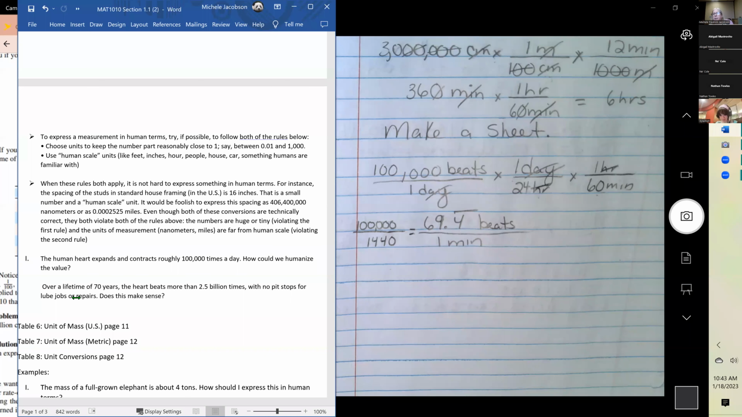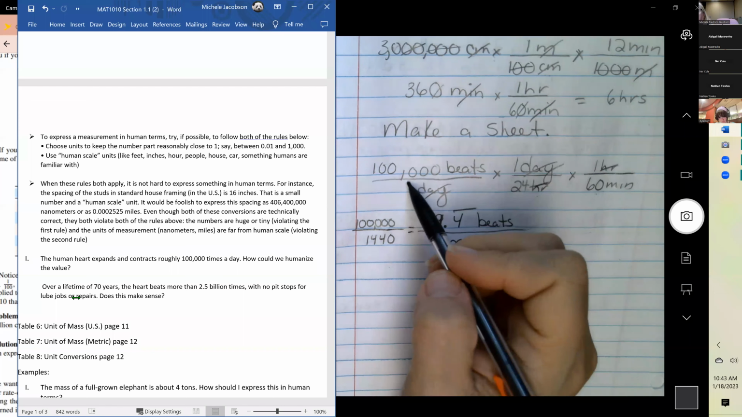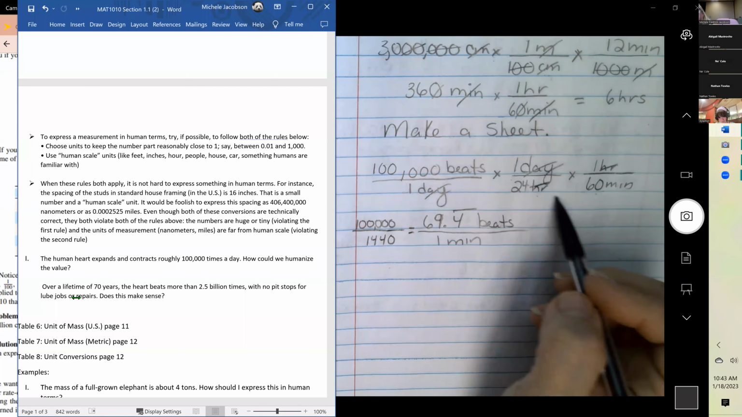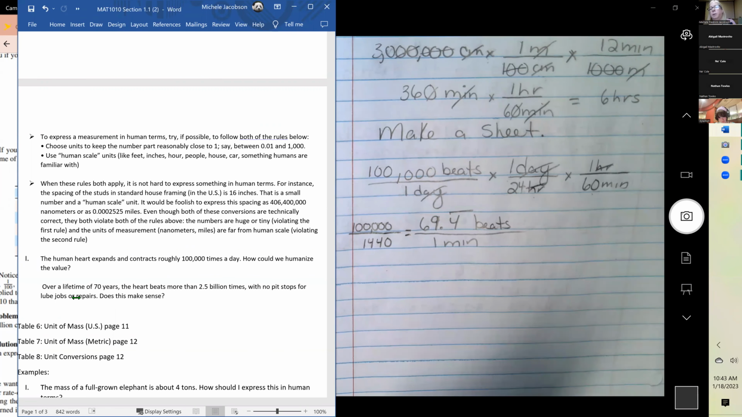Yeah, I think it's a good idea because then you don't miss, like if we had a 2 down here or something, it's less likely to get missed. So if you multiply all the way across first and then divide. Okay. All right, I'll do that. Thank you. So we have 69 beats in a minute. Sounds pretty quick, 69 of them in 1 minute. What happens if we change it to seconds?